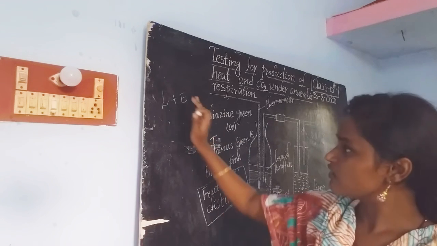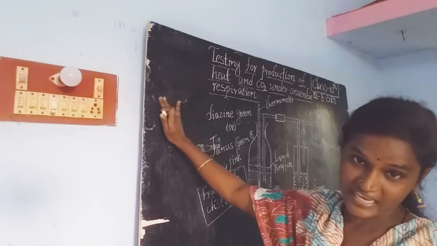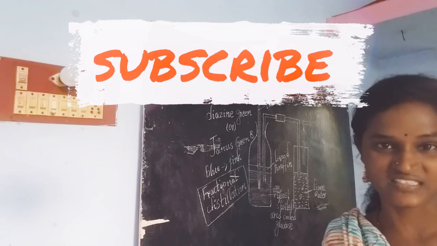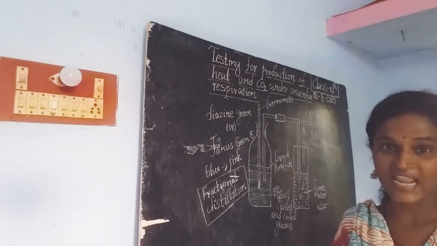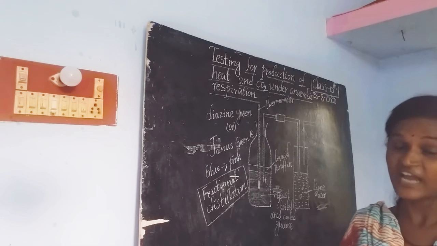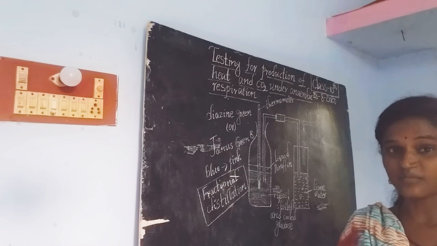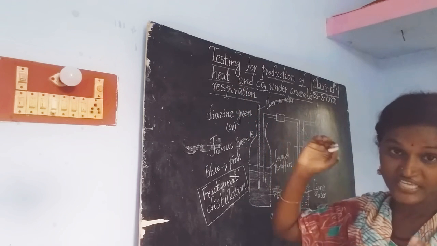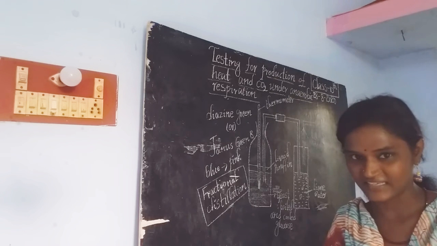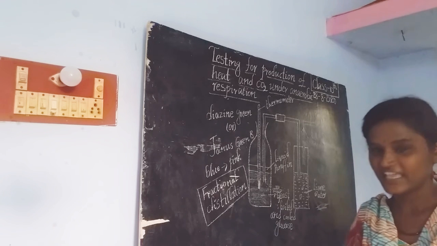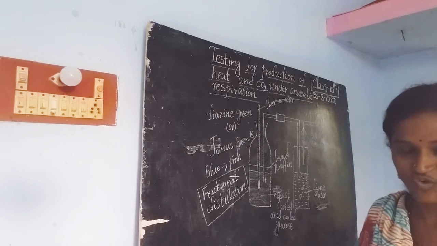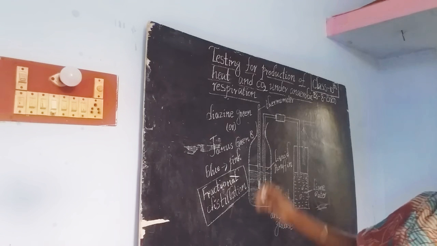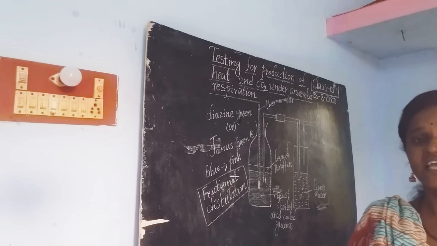Today we are going to discuss the second way of anaerobic respiration, because we need proof for everything. That's why we are going to conduct one lab activity to prove that under anaerobic conditions, certain microorganisms are capable of producing heat, releasing carbon dioxide, and producing energy in the form of heat. That's what we are going to discuss in today's class. Is it clear?